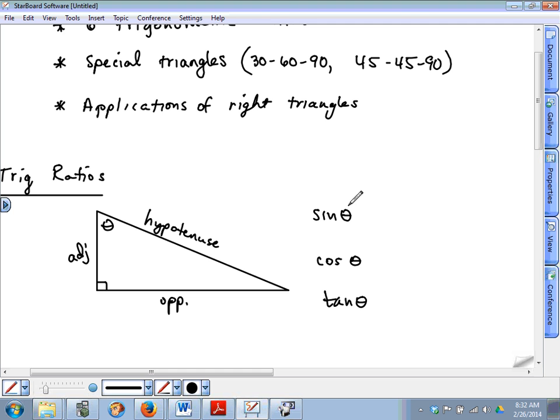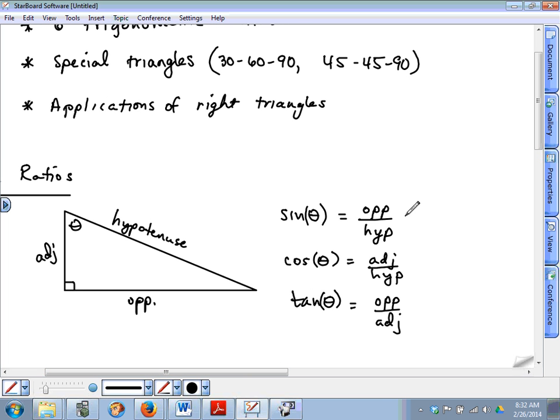First of all, these are functions, meaning the angle measure is the input. That's what you put into the function. The output is a ratio of sides of this right triangle. For the sine, it's the opposite length divided by the hypotenuse. For the cosine, it's the adjacent length divided by the hypotenuse. And the tangent is the opposite length divided by the adjacent length. Those are the three. SOHCAHTOA. Yeah, that acronym is pretty popular.